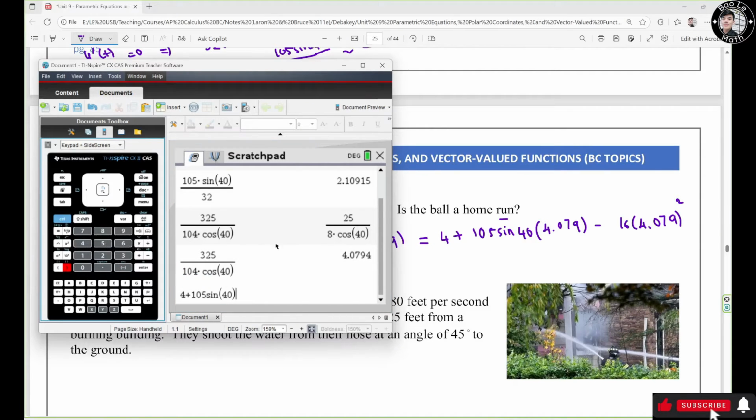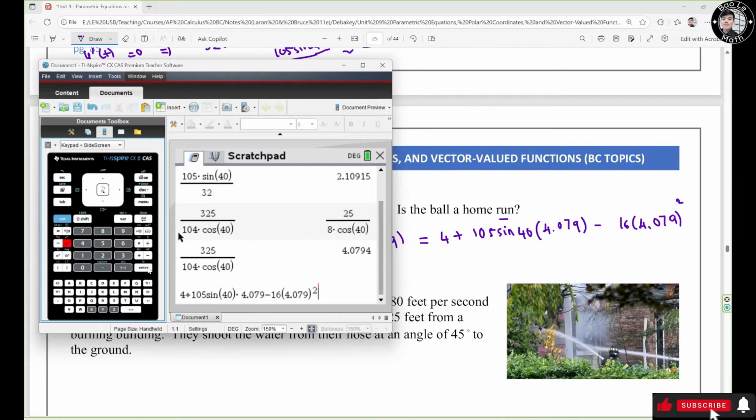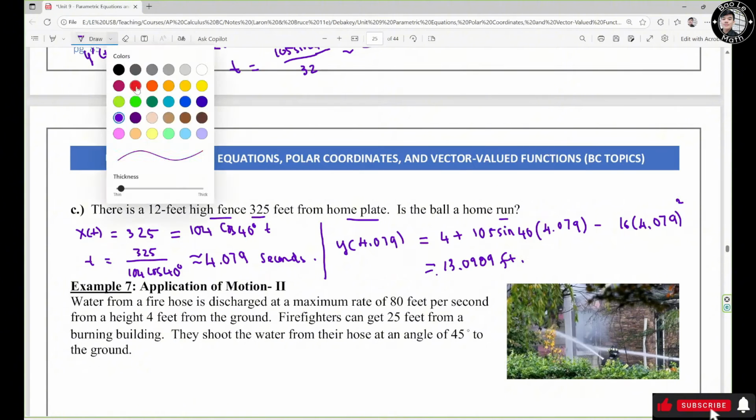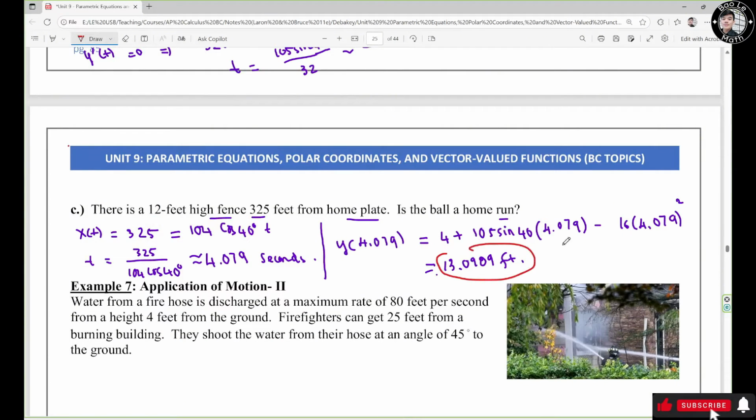And then times 4.079 minus 16 times 4.079 altogether squared, right? Press enter. It's going to be 13.0909. This guy right here is greater than this guy right here, right? 12 feet. So you're going to say yes, the ball is a home run.